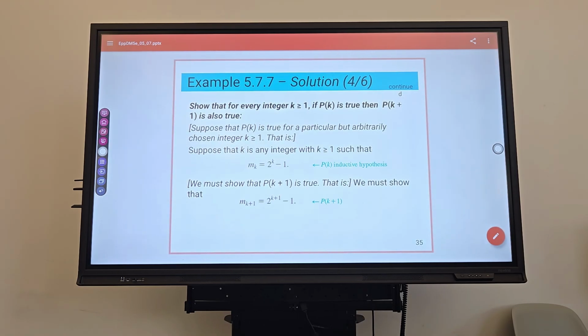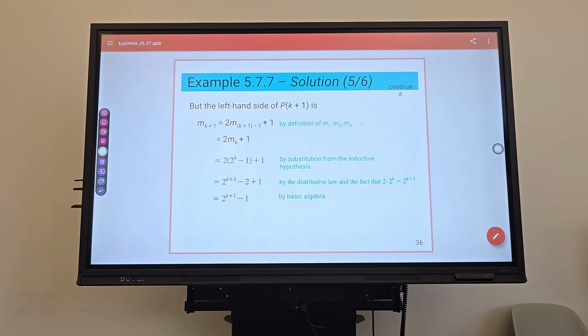Now show that for every integer k greater than or equal to 1, if P of k is true, then P of k plus 1 is also true. Suppose that k is any integer with k greater than or equal to 1, such that M sub k is equal to 2 to the k minus 1, which is your inductive hypothesis. You must show that M sub k plus 1 equals 2 to the k plus 1 minus 1.